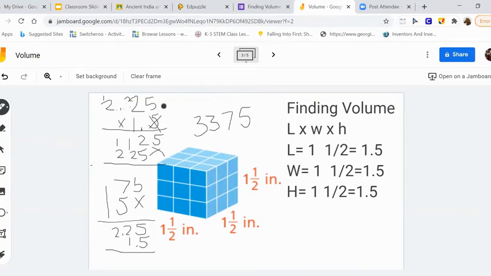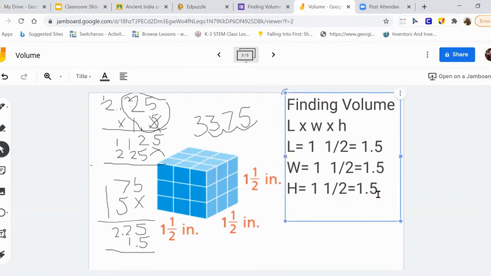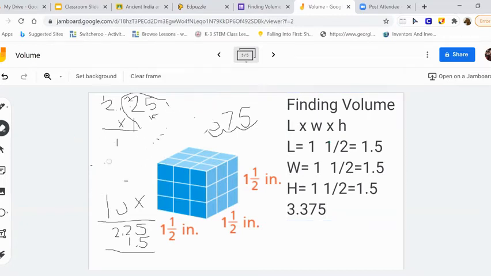Now, how many numbers behind the decimal? Look, I have 1 here and 2 here. So if I were to circle them, I see I have 3. So 1, 2, 3. So there's my answer. If I multiply those by changing them into decimals, I get 3 and 375 thousandths.